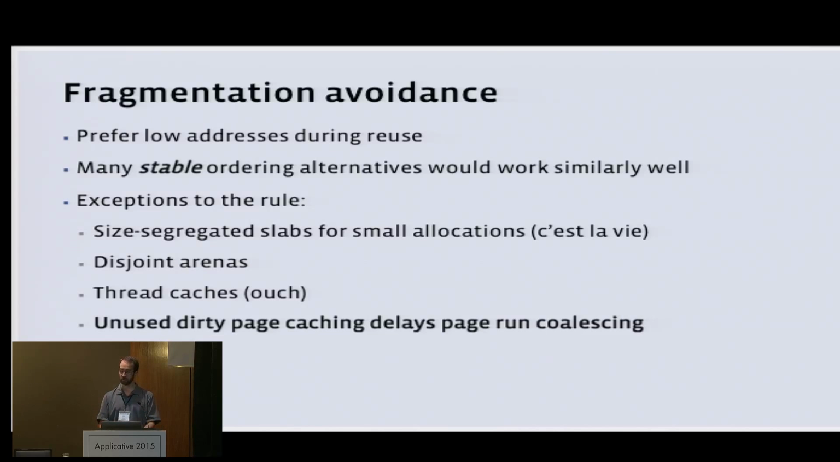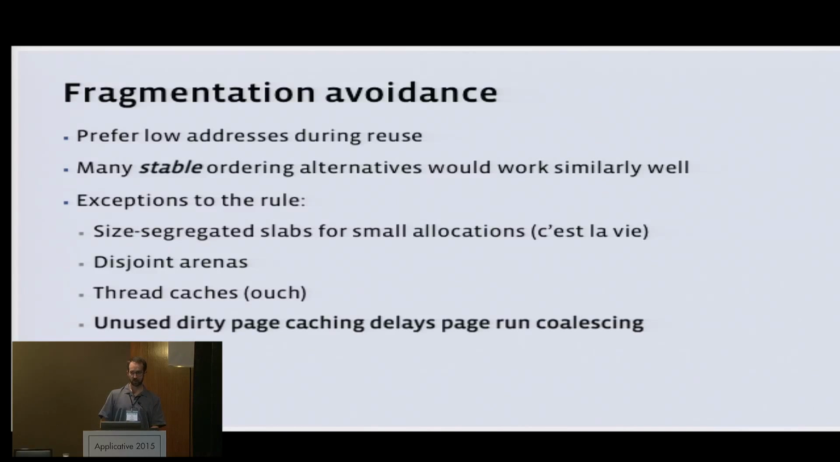Another issue is disjoint arenas. These are completely separate allocators, and so of course their memory can be interleaved. So, arena 1, arena 0, right? You might be looking for memory in arena 0. It turns out that arena 1 actually has something lower in memory available. We never even look there.